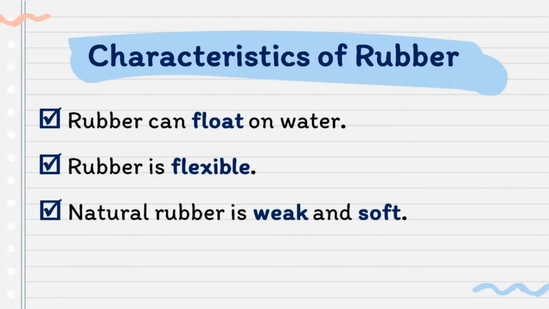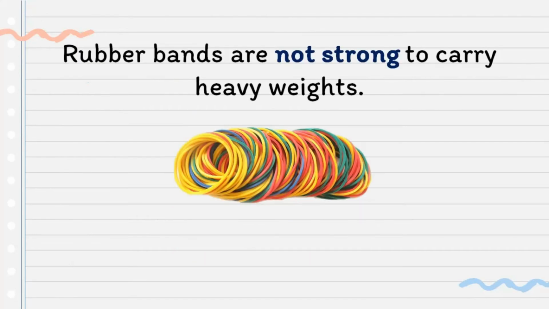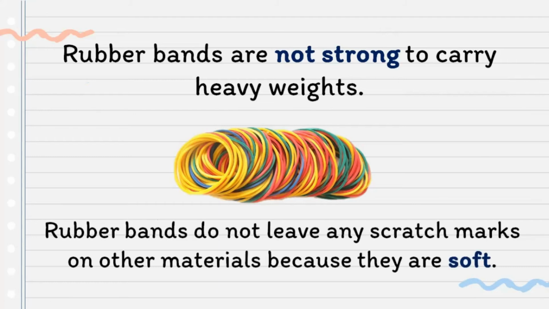Number 3. Natural rubber is weak and soft. An example of this are rubber bands. Rubber bands are not strong enough to carry heavy weights, but they do not leave any scratch marks on other materials because they are soft.